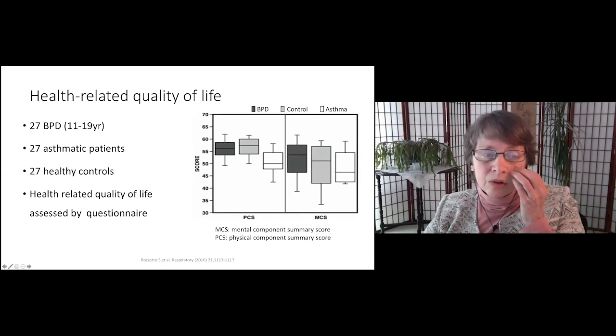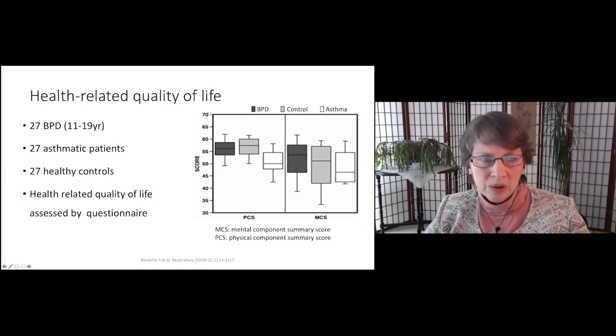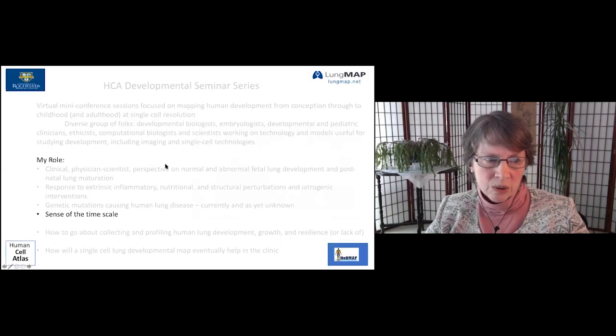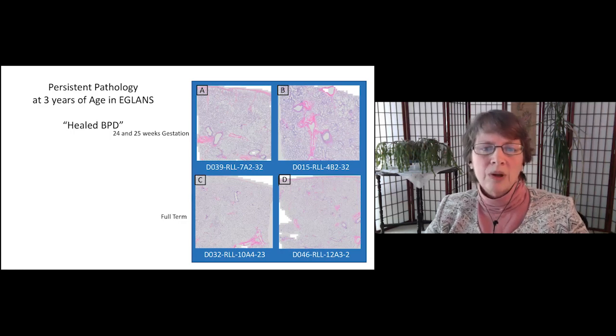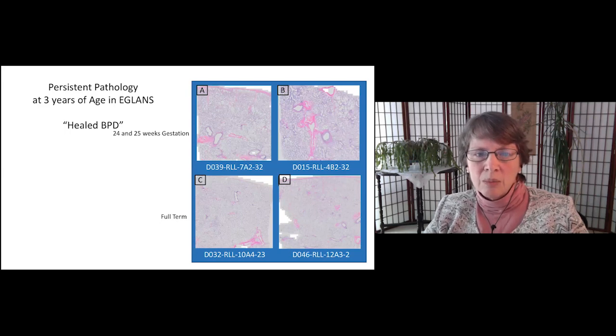This also points out the other major disease affecting our population, which is asthma, that we really don't treat very well yet and don't understand very well. And a sense of the time scale: I talked about the perinatal period of bronchopulmonary dysplasia and how severe it can be, but even those I just showed you may be asymptomatic by early adulthood.